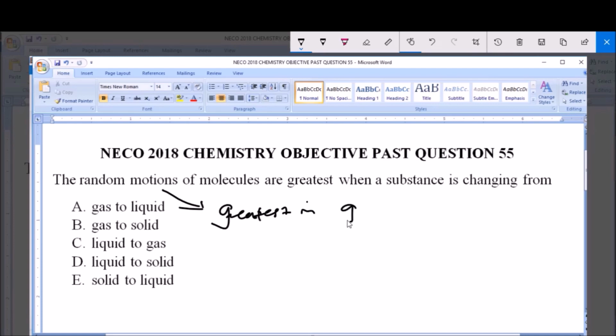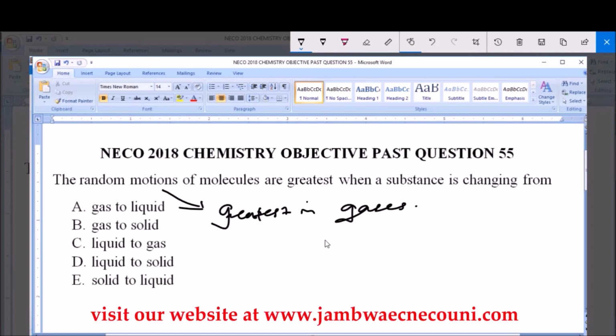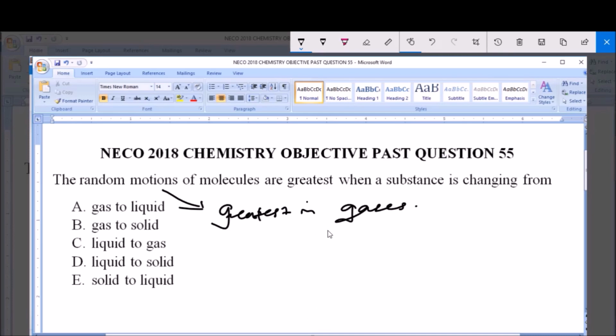Now, random motion, like we know, is greatest in gases. This is because the particles of gases are free. They are not as tightly bound as those of solids, and likewise as those of liquids. So the molecules of gases are free, and they are able to move randomly in a given container. Likewise, the random motion of liquid is also greater than that of solid, because the particles of liquid are free compared to those of solid.